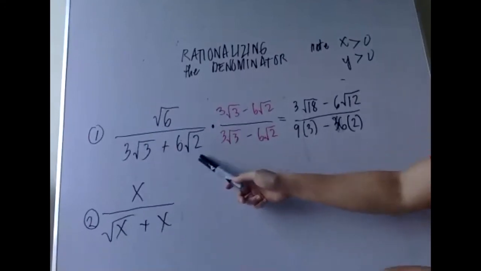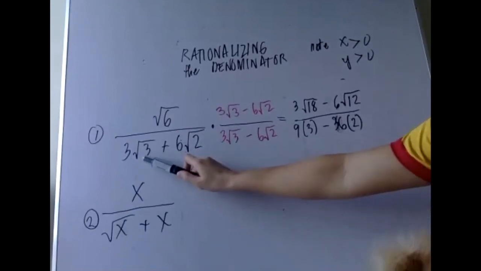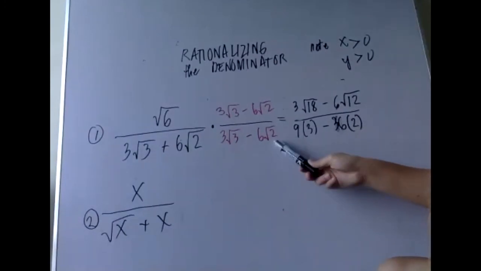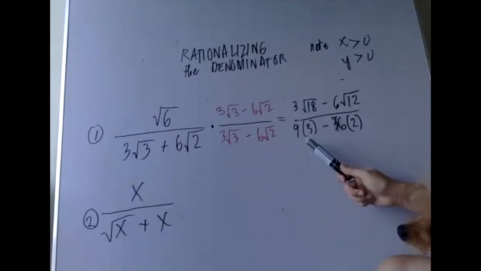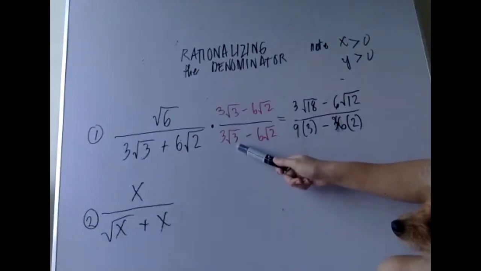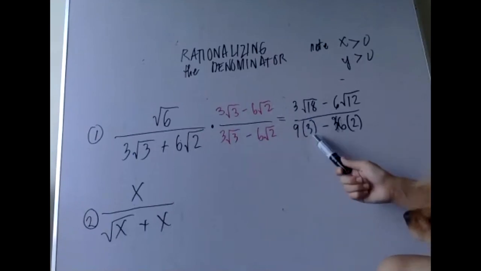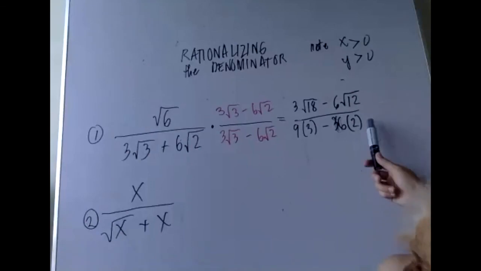And then here, difference lang ulit of 2 squares. X plus y, x minus y. So, ibig sabihin, square of this minus square of ng second. Okay, so we have 9 times 3, kasi 3 squared, and then square of square root of 3, that's just equal to 3. Okay, 36 times 2.